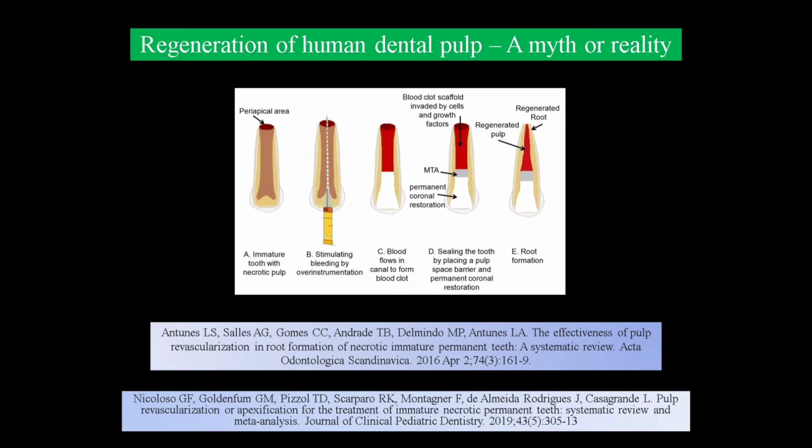And yes, regeneration of the pulp is not a myth, and successful outcomes have been seen with various studies. Nicoloso, in his systematic review, also stated that pulpal revascularization has advantages such as root maturation, that is, increase in root length, and also closure of the apical foramen over apexification, and hence it should be considered as a treatment of choice in management of young necrotic immature permanent teeth.